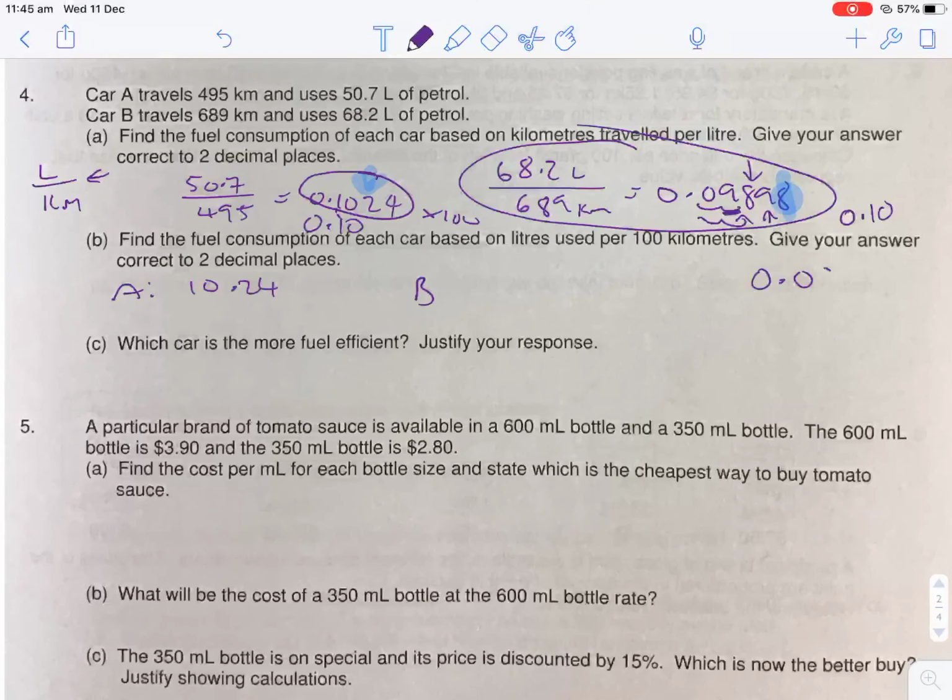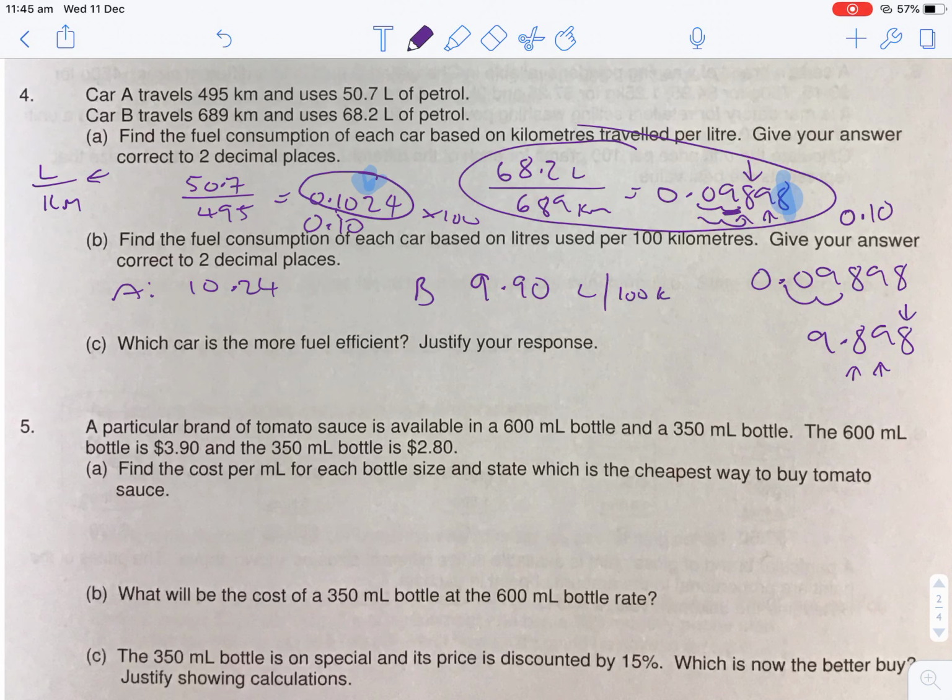So I had 0.09898. When I times it by 100, I wind up with 9.898, and so on. But I want to stop this at 2 decimals. So I'm looking at the 3rd decimal, which is an 8, which means that I would move the one before it up. Now, because it's a 9, it means I actually need to move the one before that up. So I'd wind up with a final answer of 9.90 per 100 kilometres. And this is litres per 100 kilometres for both of these.